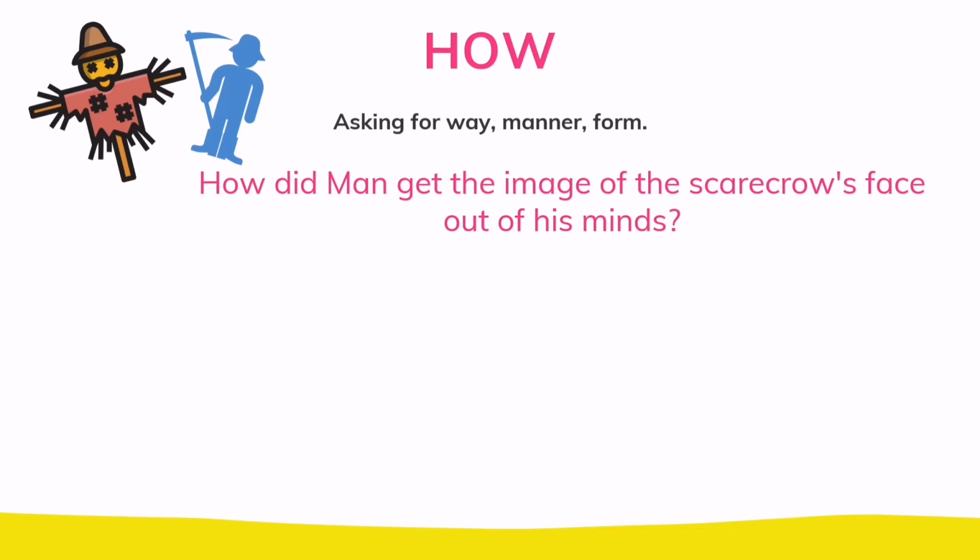Okay, 5th question. How? How? Bagaimana? So, it asking for way, manner ataupun form. How did Man get the image of the Scarecrow's face out of his mind? Oh, apa dia ni ha? How did Man, bagaimanakah Man, get the image of the Scarecrow's face? Bayangan muka Scarecrow yang menakutkan tu out of his mind. Keluar daripada minda dia, tak mahu, dia nak lupakan muka dia. How?